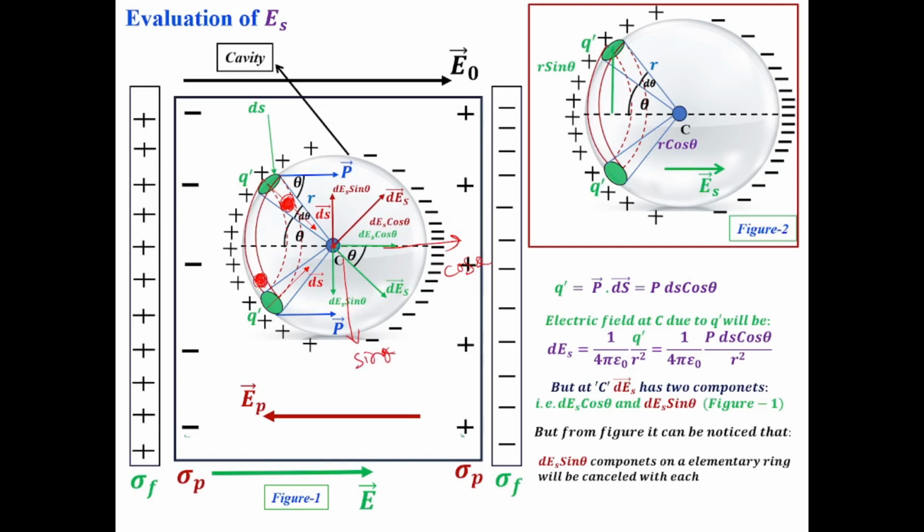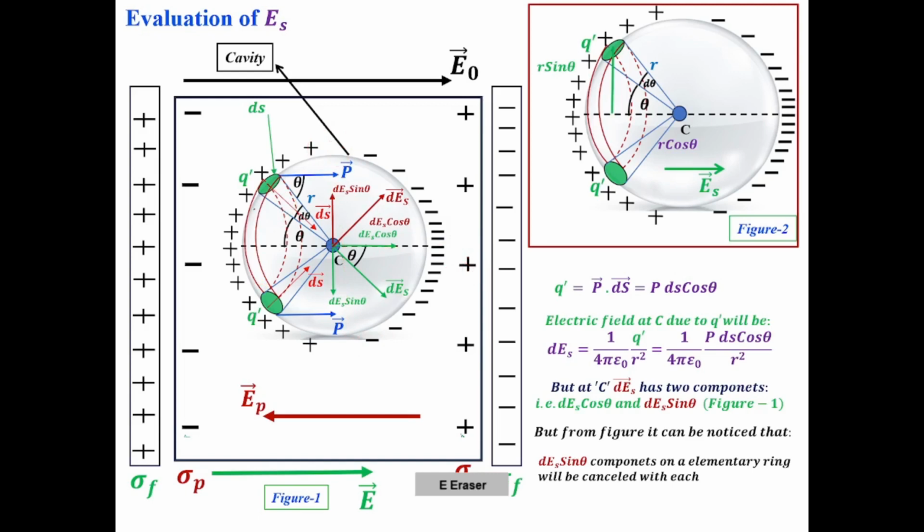Due to the surface which is exactly opposite to this surface, the electric field intensity at C also has two components. One will be along the positive x-axis and another along the positive y-axis. So considering these two surfaces, the cos theta components will add up, whereas the sin theta components are going to be cancelled with each other.